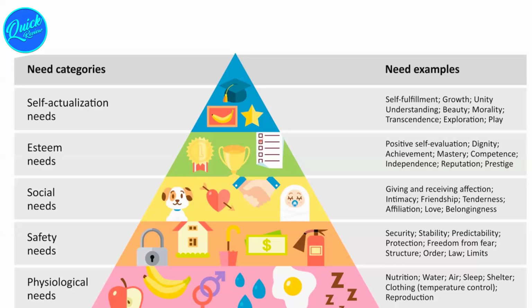For physiological needs, we have nutrition, water, air, sleep, basic needs. Okay, food, water, shelter. These are our basic needs. Then we also have the next need, that is safety need. Here we need to feel safe and secure. Like I have a house and I'm secure. Okay, protected, free from all the fears.